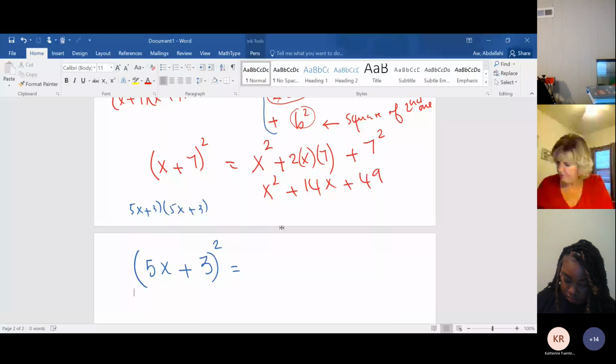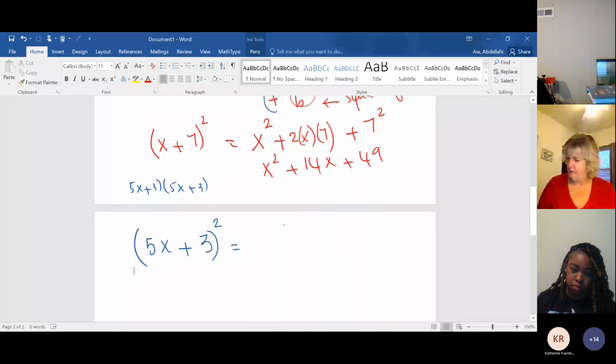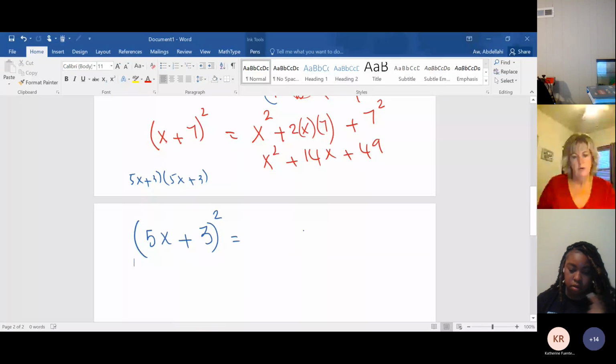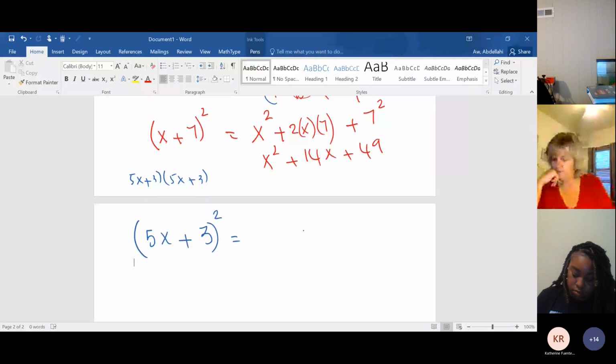The first term will be what? Tell me, somebody. It would be 5x squared. How are you going to write it? Do you write 5x squared like that, or what do you put? Parentheses. Thank you very much. You put parentheses.